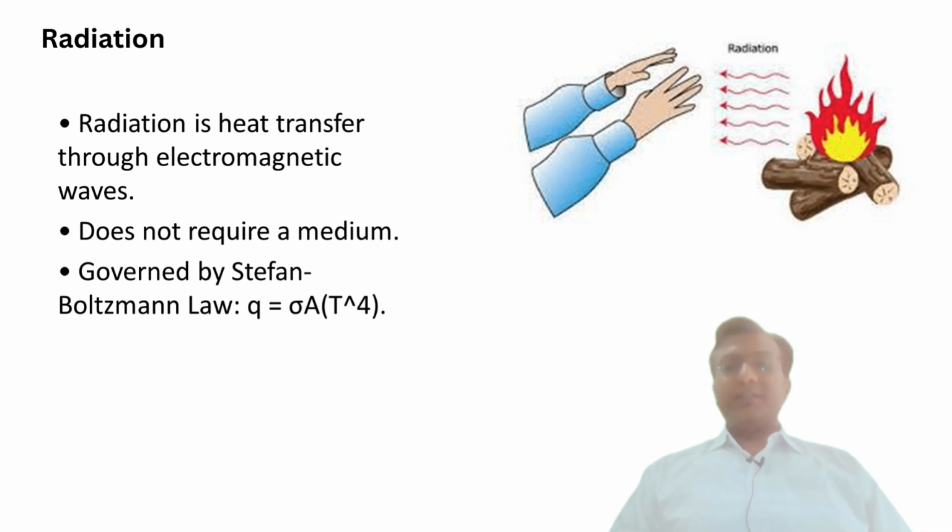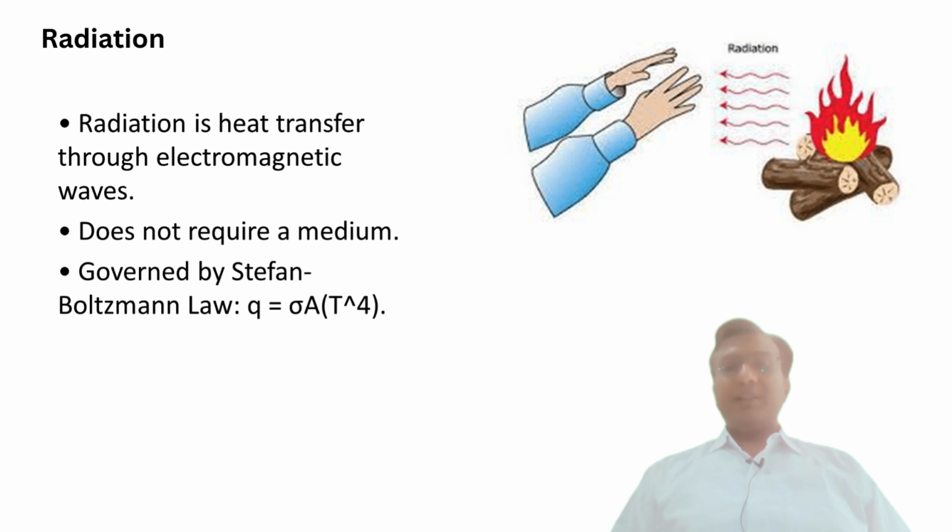Now let's discuss radiation, the third mode of heat transfer. Unlike conduction and convection, radiation doesn't need a medium. It transfers heat through electromagnetic waves, primarily in the infrared spectrum. This is how the sun's heat reaches Earth across the vacuum of space.